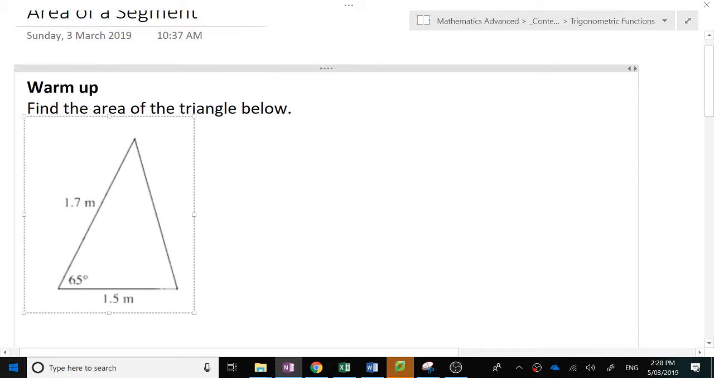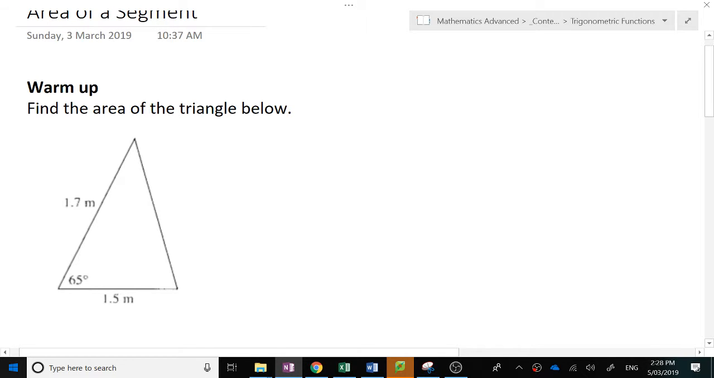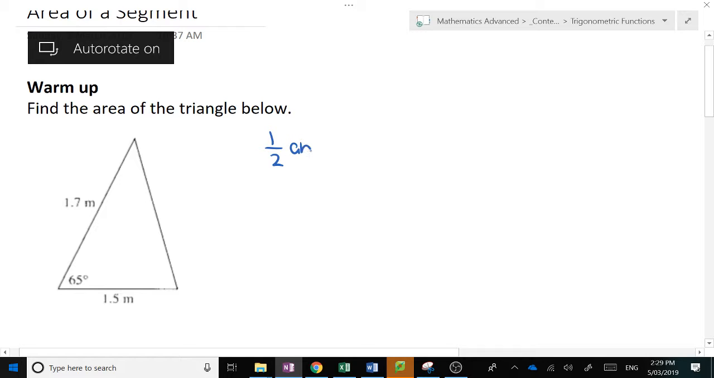Today we're doing area of a minor segment. Alright, so this is a formula that I'm pretty sure is found on your formula sheet. I could be wrong, but to find the area of a triangle, it is half AB sine C, where A and B are the sides and C is the angle that is in between them.